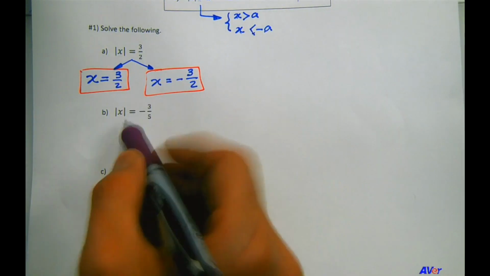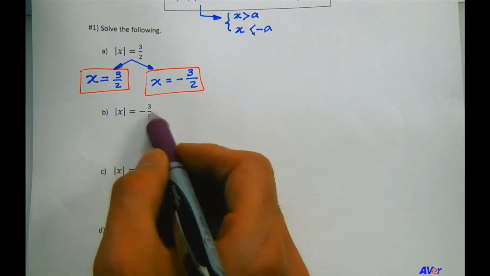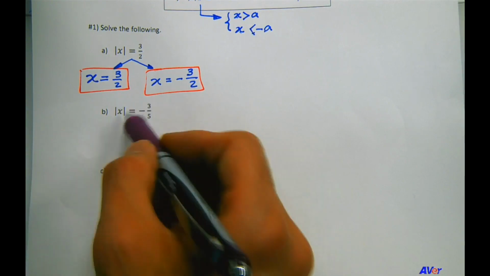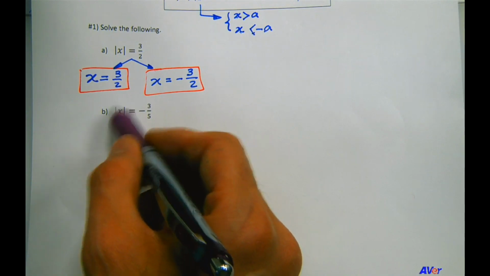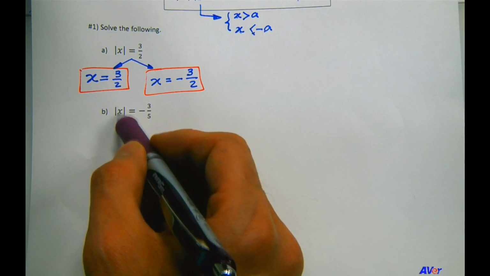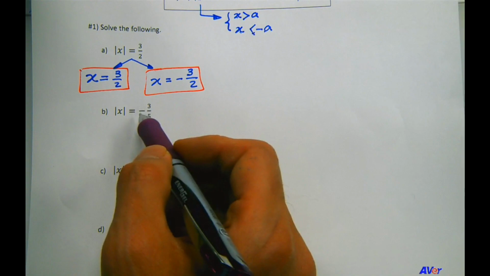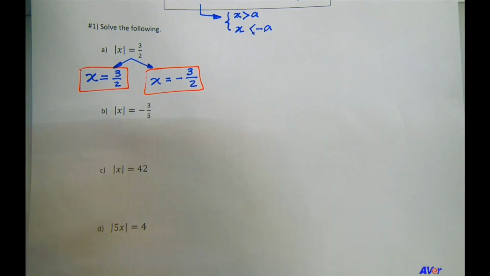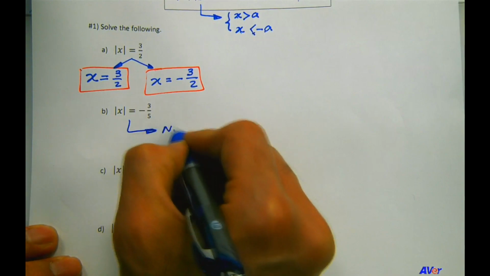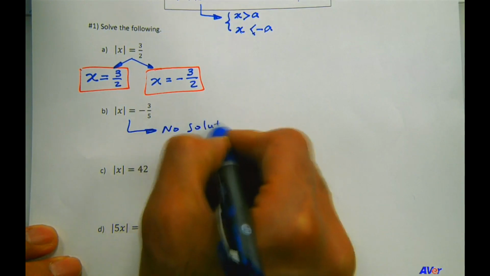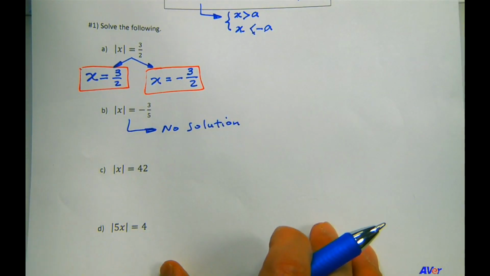There's no way we can have an absolute value of something to be equal to minus 3/5, because the absolute value makes the sum of the terms on the inside, the sum of them, a positive number. So how can we have that equal to this? So this one has no solution. Okay? That's that.